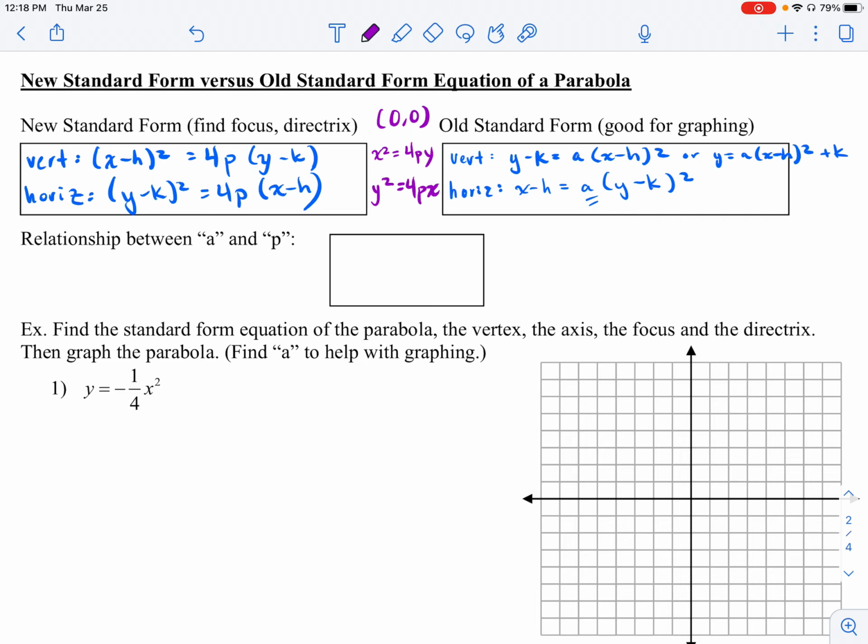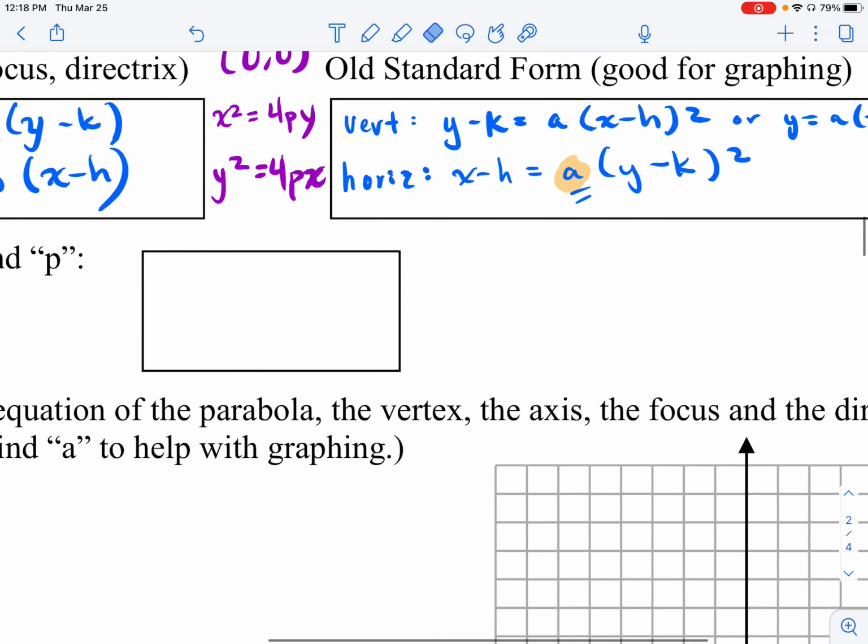And pause the video and ask yourself real quick, what is the relationship between a, let me highlight these, between a and 4p? What would be the relationship there? Now, at first glance, you might think a is equal to 4p, isn't it? But not quite, because notice where the a and the 4p values are. The 4p is in front of the, well, I should maybe highlight the appropriate one so that we're not so confused.